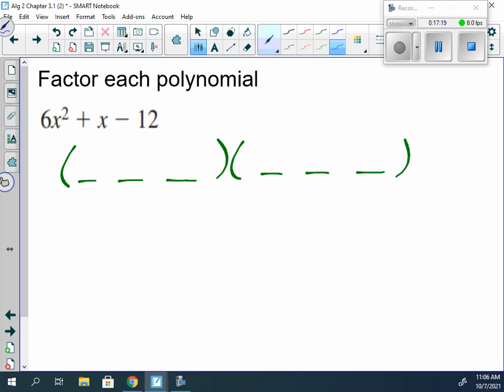Finding the sign. If the sign of the third term is positive, the signs are the same and they match the sign of the middle term. If the third term is negative, the signs are opposite. So here our sign is negative, so the signs are positive and negative. They're going to be opposite.